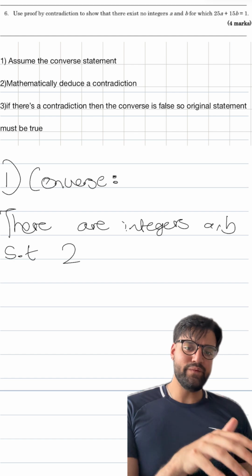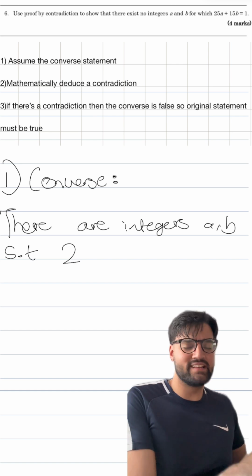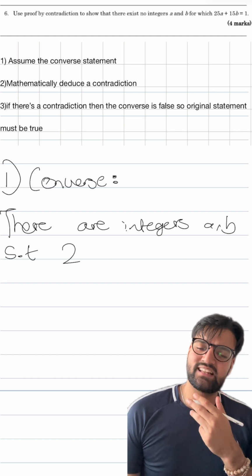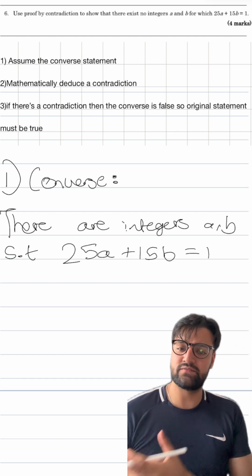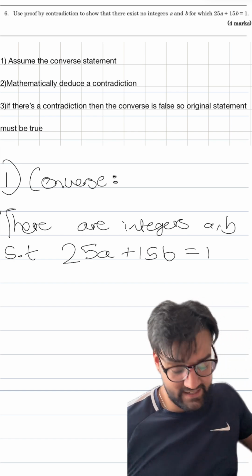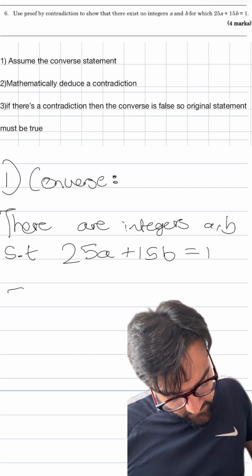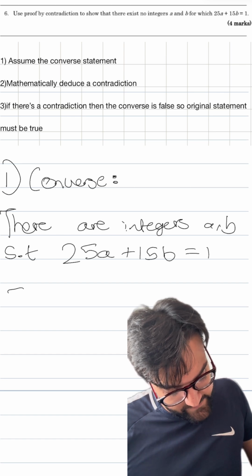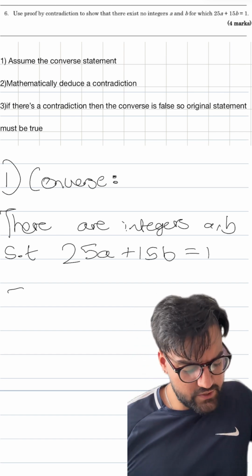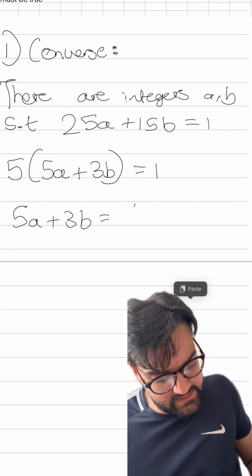Now, if we've assumed there are integers a and b, we need to do some maths to prove that this can't be true. First thing I'm going to start out by is looking at the left-hand side of this equation, 25a plus 15b. What do we notice? They have a common multiple of 5. And if that's the case, let's try and factor it out. If we do that, we are left with 5 lots of 5a plus 3b is equal to 1, which means that 5a plus 3b is a fifth.